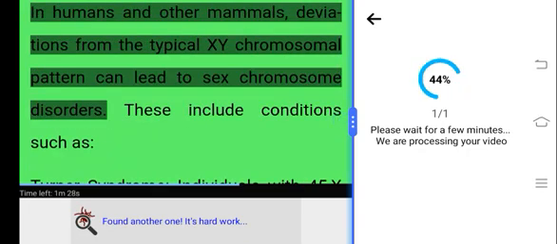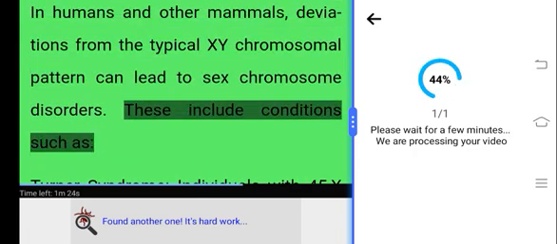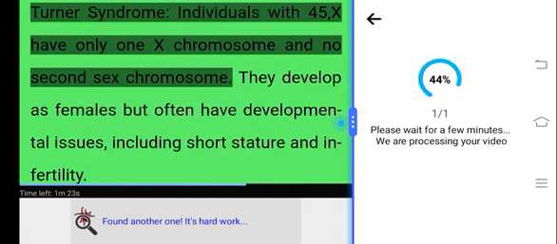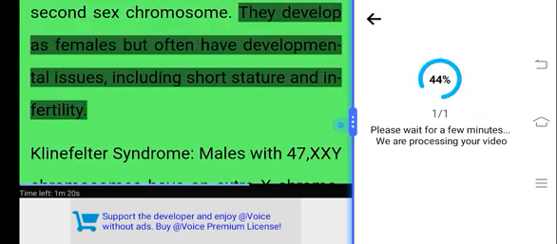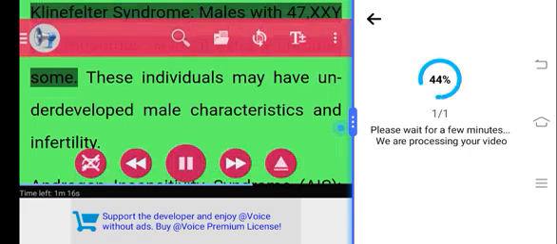4. Sex determination in human disorders. In humans and other mammals, deviations from the typical XY chromosomal pattern can lead to sex chromosome disorders. These include conditions such as Turner syndrome. Individuals with 45,X have only one X chromosome and no second sex chromosome. They develop as females but often have developmental issues, including short stature and infertility.